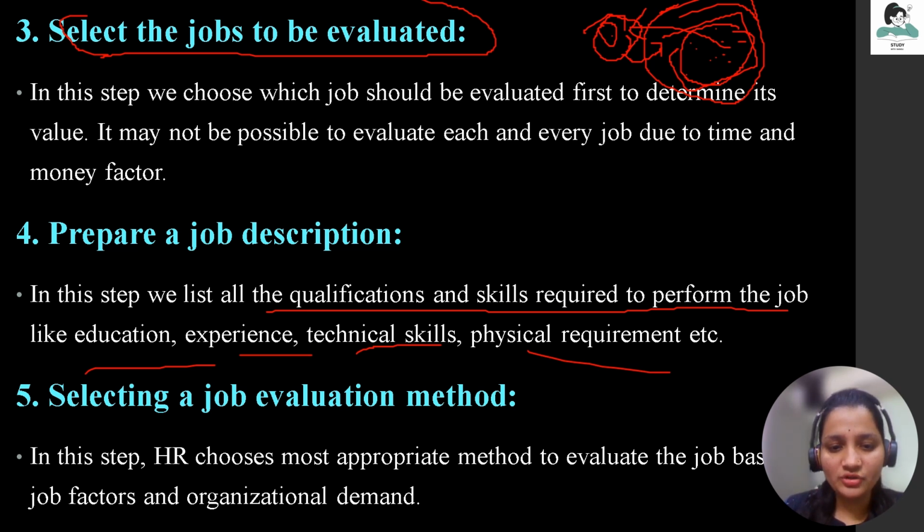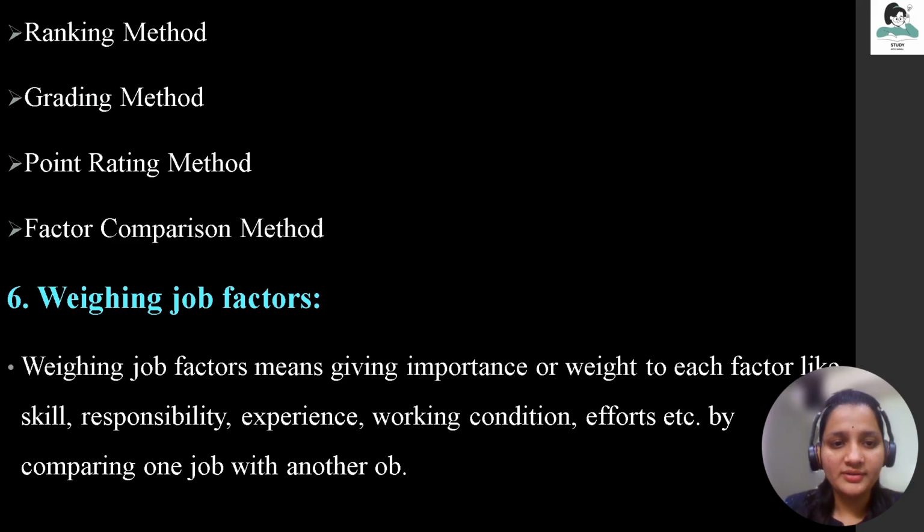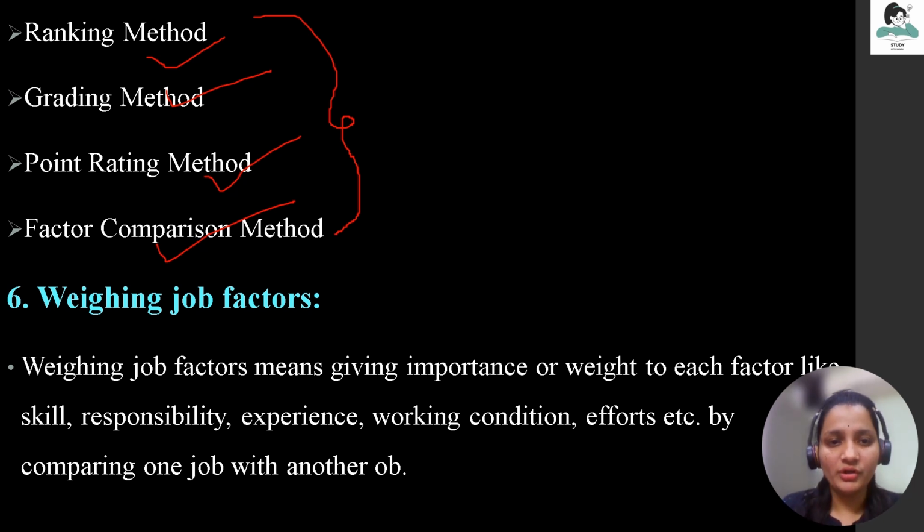Next we have selecting a job evaluation method. I told you in the last video we discussed the job evaluation methods, right? There are 4 methods to evaluate a job. Do you remember what those 4 methods are? These are the 4 methods: ranking method, grading method, point rating method, and factor comparison method. I have explained these 4 methods with examples. If you are watching my video for the first time, then please go through my description box. There you will find all the previous links for this subject, that is human resource management. Watch part 16 for this topic.